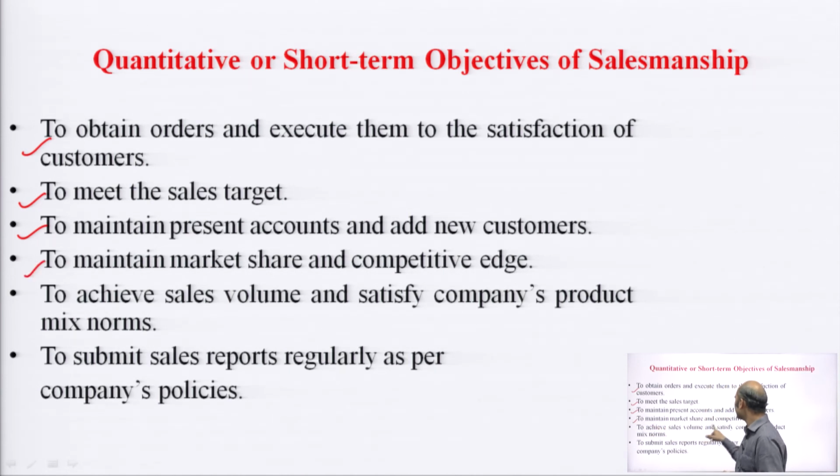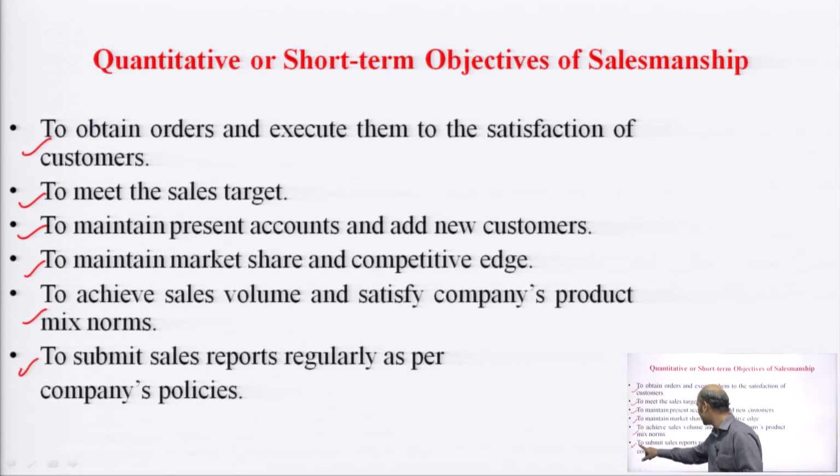To maintain market share and competitive edge. Try to get as much market share as possible and try to get a competitive advantage over competitor companies. If you are getting a competitive advantage, then it is good for your company and you will get more customers in the market. To achieve sales volume and satisfy the company's product mix norms. You have to achieve sales volume and maintain the company's product mix norms. It means you are not selling one product to the customer, you are selling various products, and this way you can satisfy the customer more.